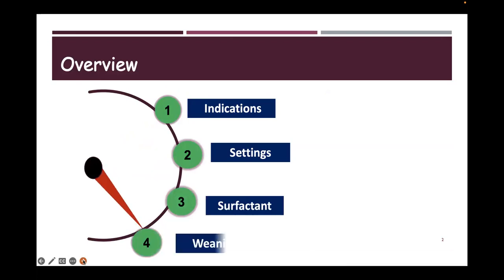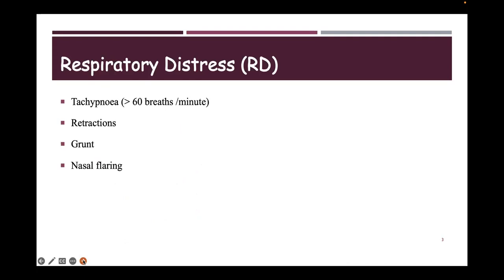with the CPAP use. Before we move further, we should know what is respiratory distress in a newborn. If baby has tachypnea, retractions, grunt, or nasal flaring, out of these four signs, at least two signs should be present to label a baby as having respiratory distress.